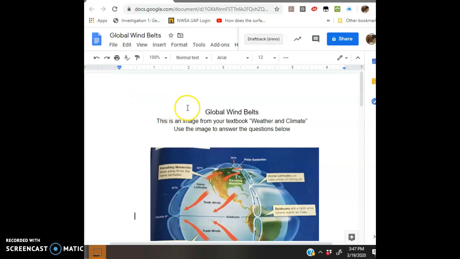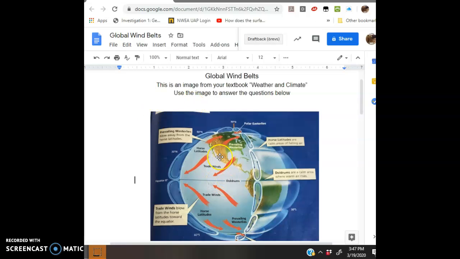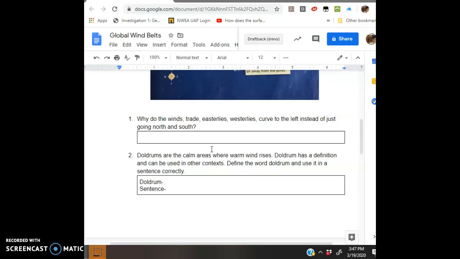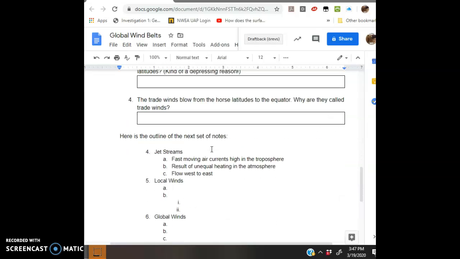Okay, we're moving on to the next section of notes. You have a document in Google Classroom that's called Global Wind Belts. And there are some questions on there that you're going to answer about this picture. Came straight out of your book. But first I'm going to move down to this section of notes.